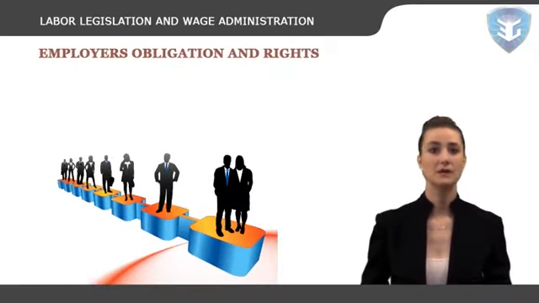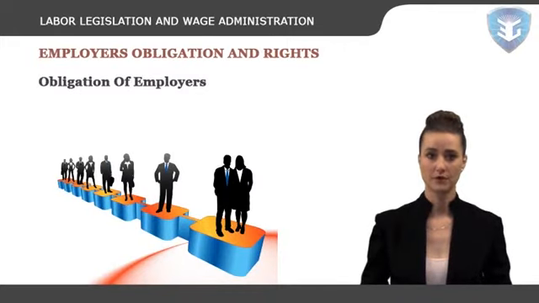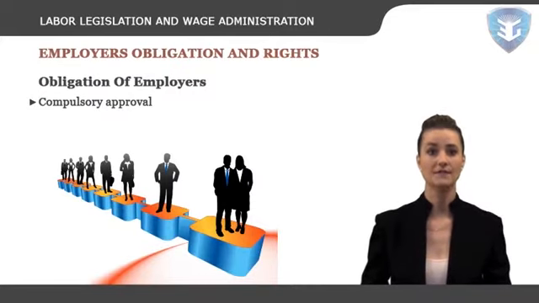Let's now move to the employer's obligation and rights. Obligation of employers. Compulsory approval. The occupier of any factory has to obtain prior approval of the state government for the site on which the factory is to be situated and for the construction or extension of a factory.